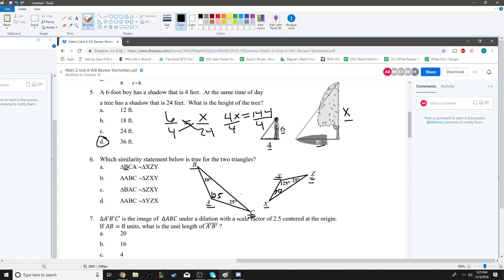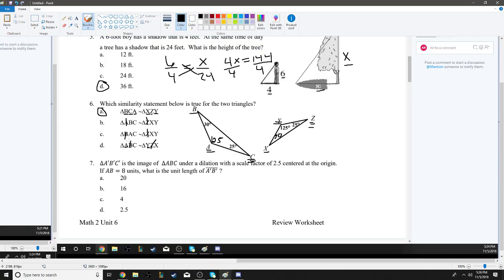So B needs to go with x, so Bx, that works. C needs to go with z, C goes with z. And then A goes with y. So your answer is A. This one says A goes with Z, and that's not right. So A and Z don't go together. This one says B and Z go together, and that's false. And this one says A and Y go together, which is true, but B is 30 degrees and Z is 25. Those don't go together. So it's A.